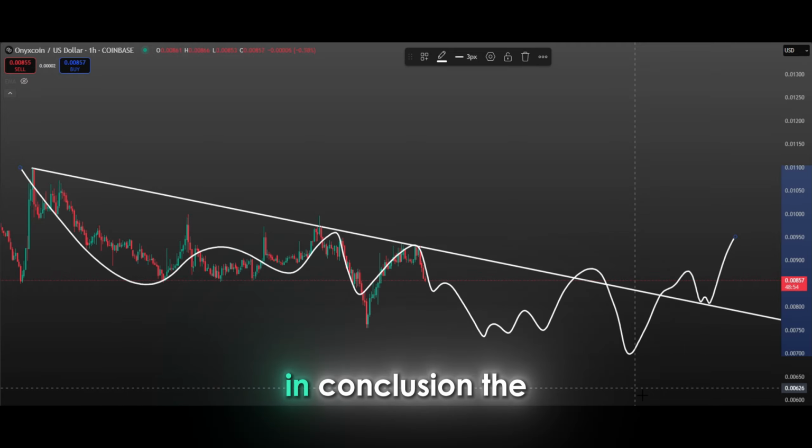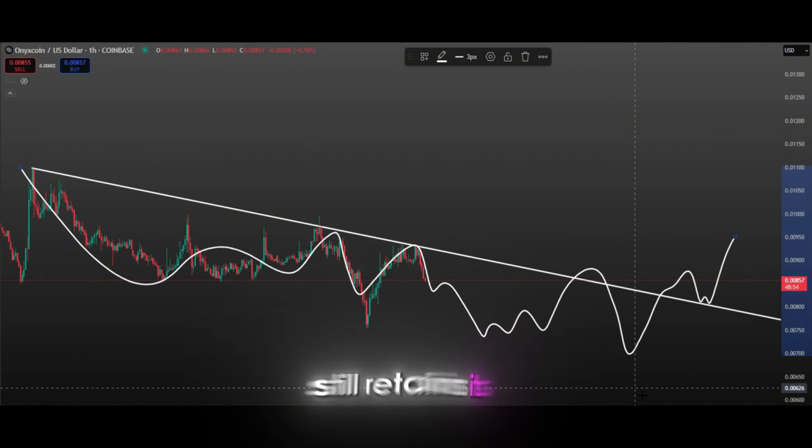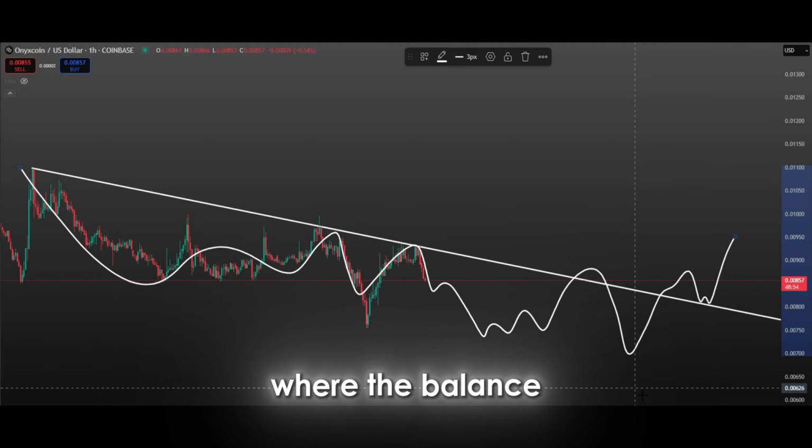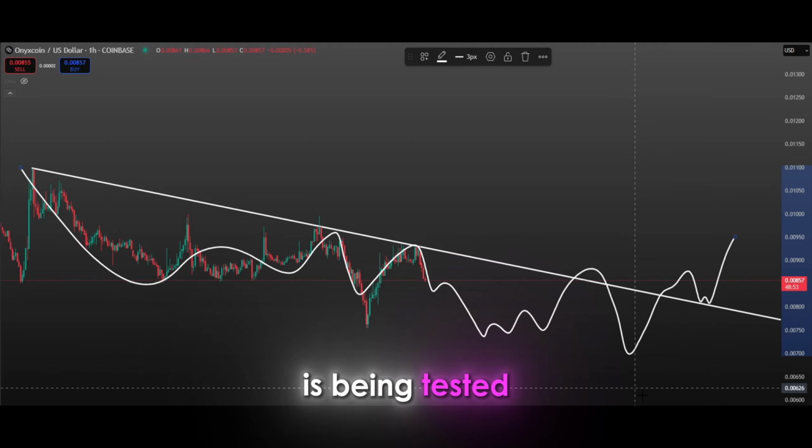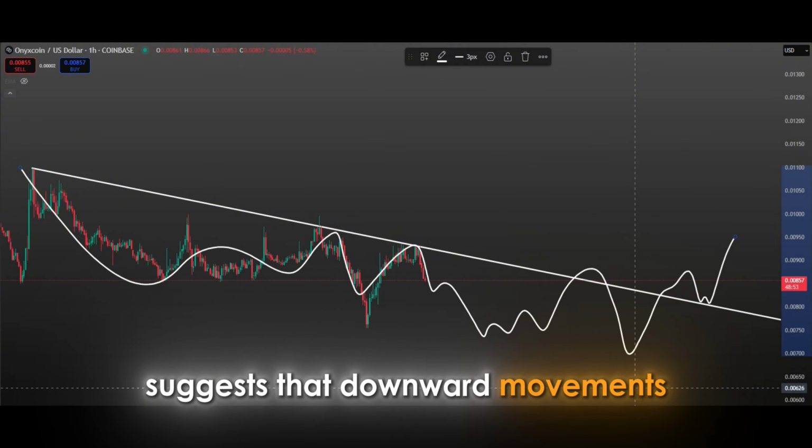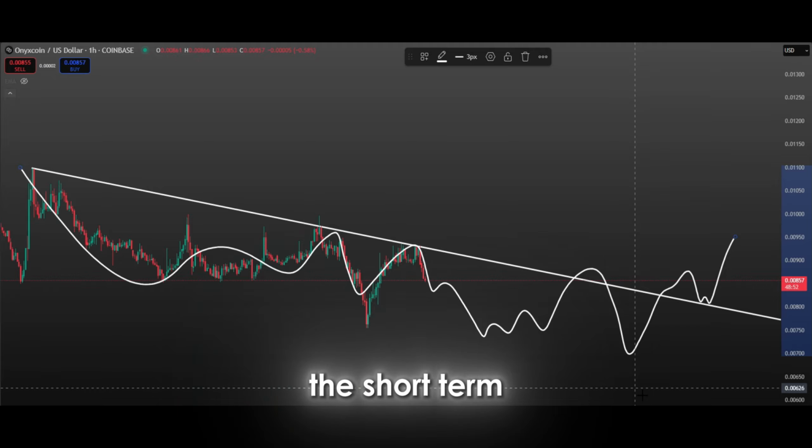In conclusion, the descending trend structure still retains its technical importance. Each touch of this line should be considered a moment where the balance of power in the market is being tested. The fact that the trend line has not been broken on the most recent test suggests that downward movements may continue in the short term.